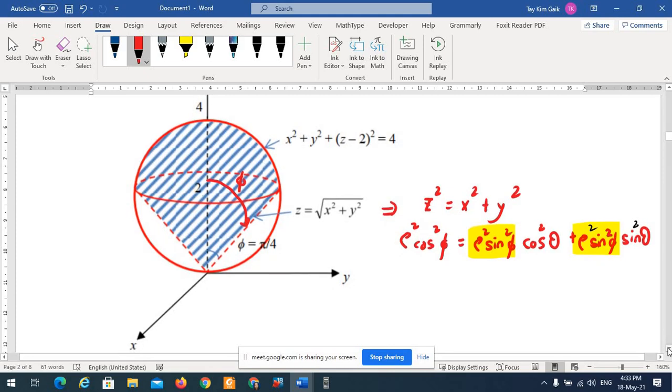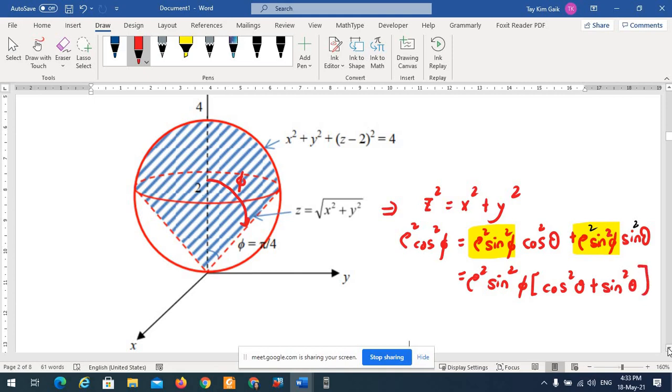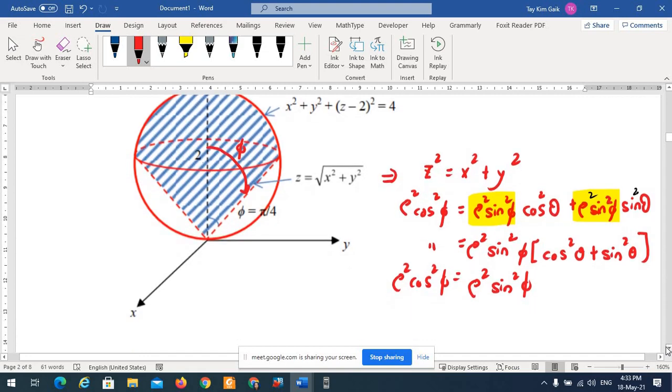Now we factor out rho squared sin squared phi, times cos squared theta plus sin squared theta. Cos squared theta plus sin squared theta is 1. So you get rho squared sin squared phi on this side, and the other side is rho squared cos squared phi. Then you cancel the rho squared on both sides.